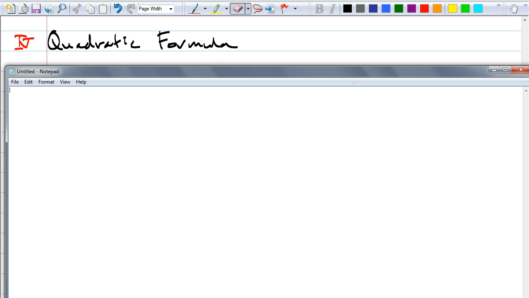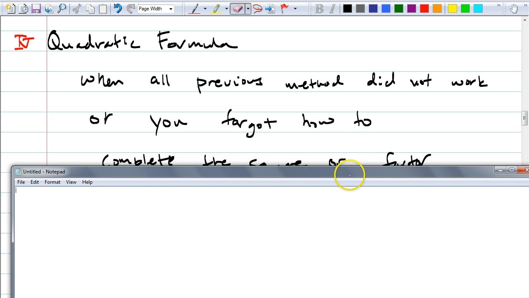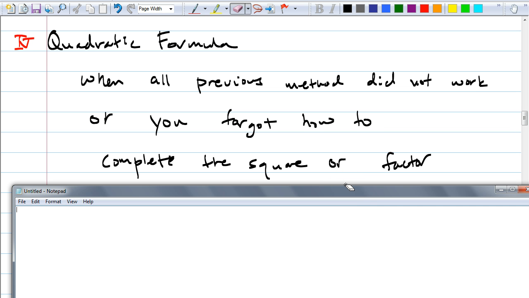When do you want to use this? For all the other cases, or if you ever get stuck, you could always use the quadratic formula. So when all previous methods did not work, or you forgot how to do them, okay? If you forgot how to do any of these other ones, just use the quadratic formula because this is going to always work, right? It just takes a little bit longer, but it's better than not doing anything, right?